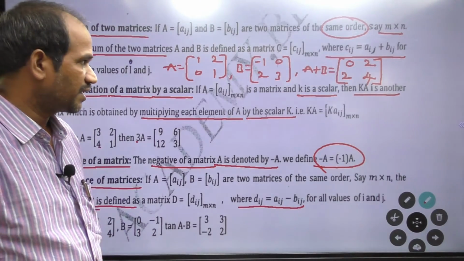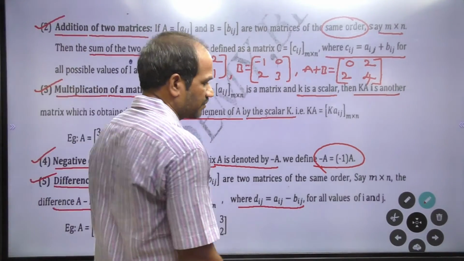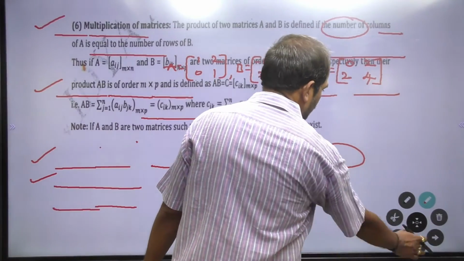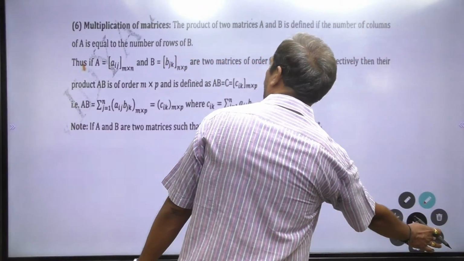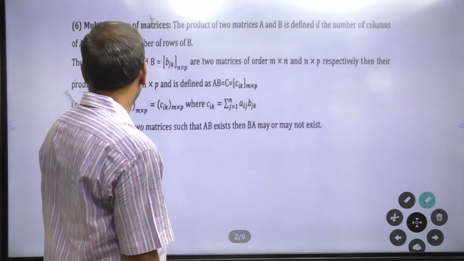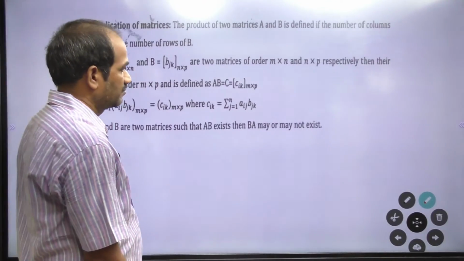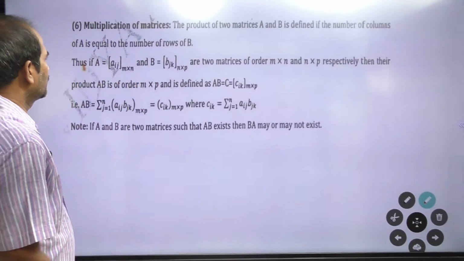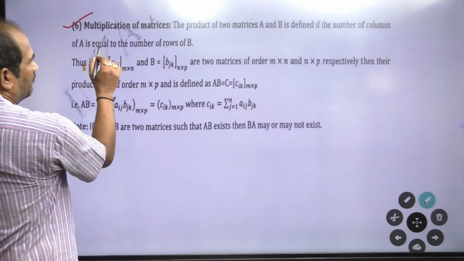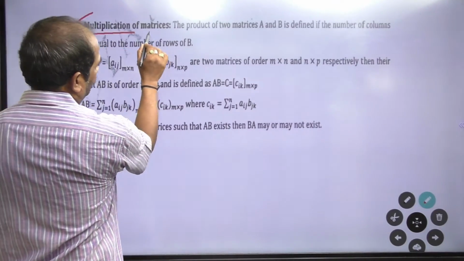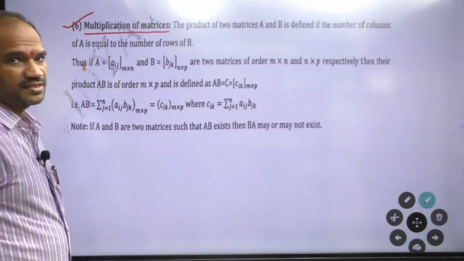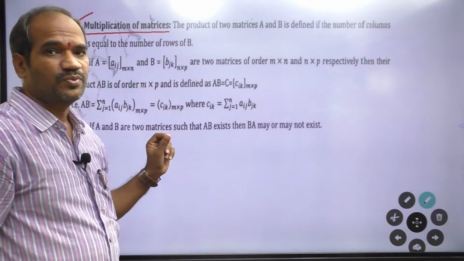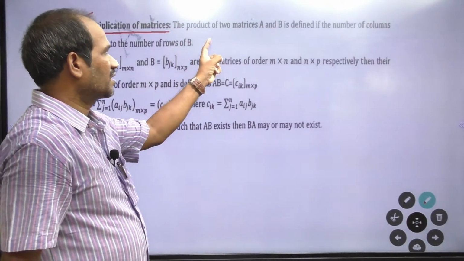Right, in this next definition, the next one is multiplication of matrices. Multiplication means product. Here, the product of two matrices.